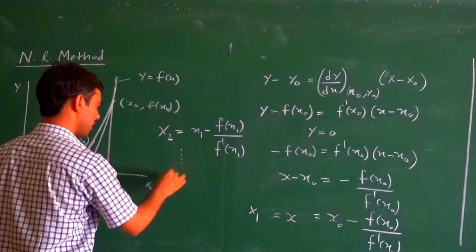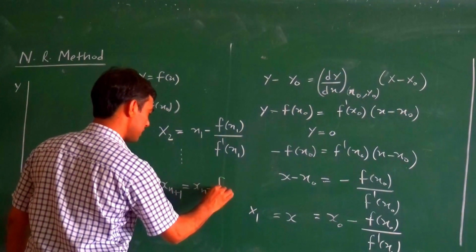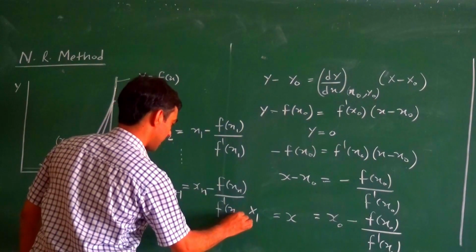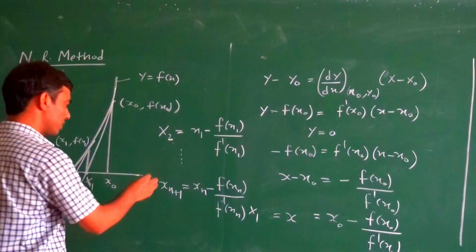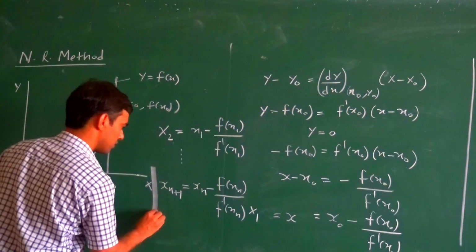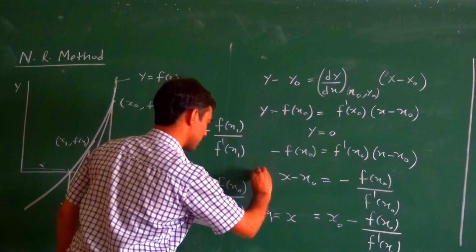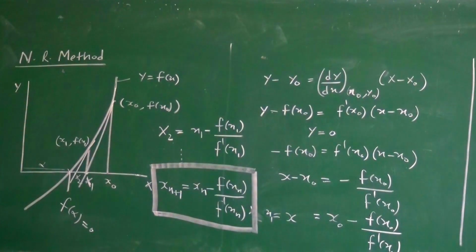Now in a similar manner, xn plus 1 equal xn minus f of xn divided by f dash xn. This one is an iterative scheme, the iterative scheme of the Newton-Raphson method. xn plus 1 equal xn minus f of xn divided by f dash xn. So this one is an iterative scheme.